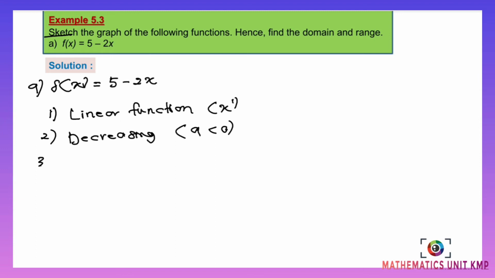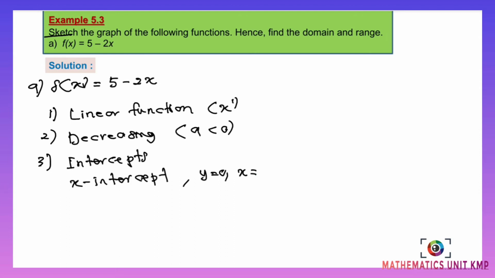Third one, check your intercepts. Right. So x-intercept. So x-intercept is when y equals 0. So y is 0, x equals to 5/2. So y-intercept, x is 0, y equals 5. So we know everything here. So now it's sketch.